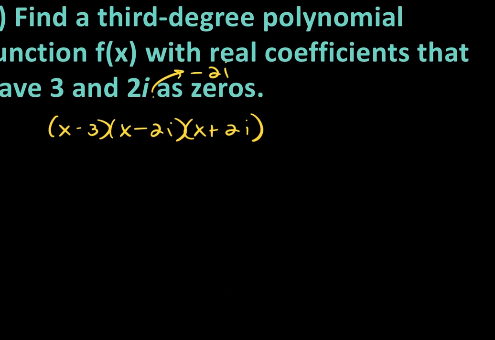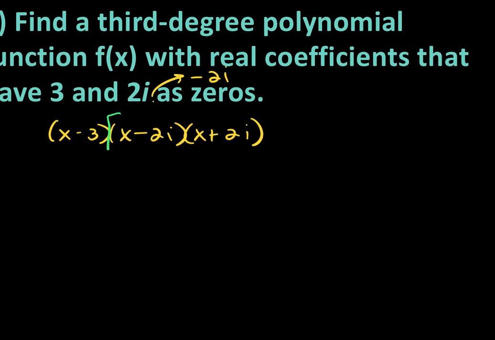And then, again, I said it yesterday, but I would strongly recommend you multiplying out the ones that have i's first because these are conjugates. The i will cancel out, making the next part easier. So I would get x squared plus 2ix minus 2ix minus 4i squared. That i squared becomes a negative 1, so this becomes plus 4, and these cancel out.